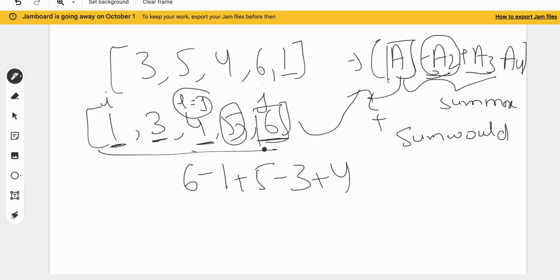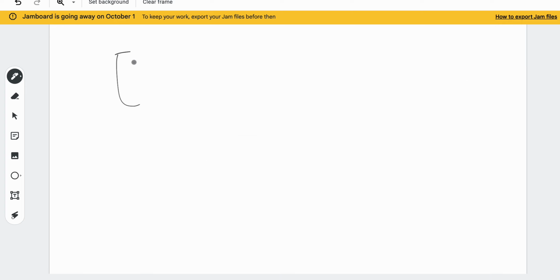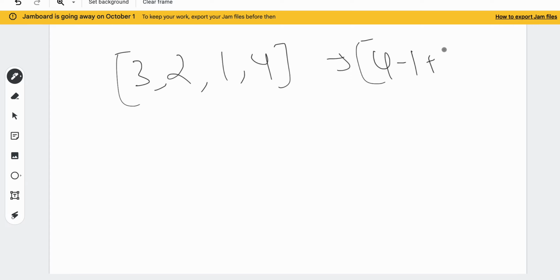So for this array, this would be the maximum possible, right friends? Now friends, let's take another example to understand. Suppose this is 1 3 2 1 4, right? The maximum in this case would be 4 minus 1 plus 3 minus 2. This would be the maximum sum. 4 plus 7 minus 3 is equal to 4, right?